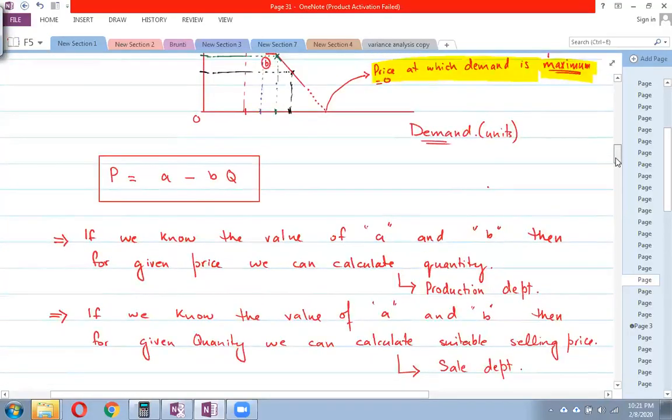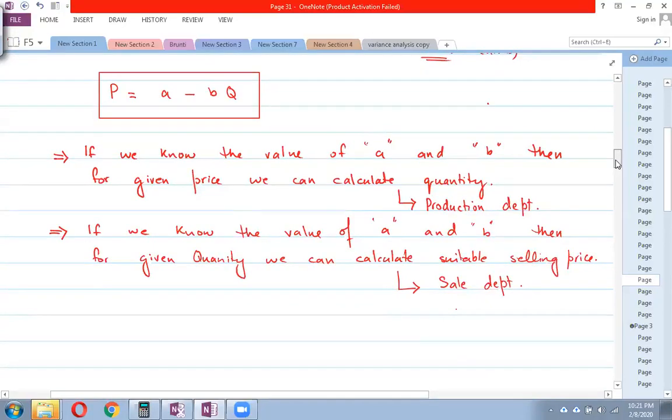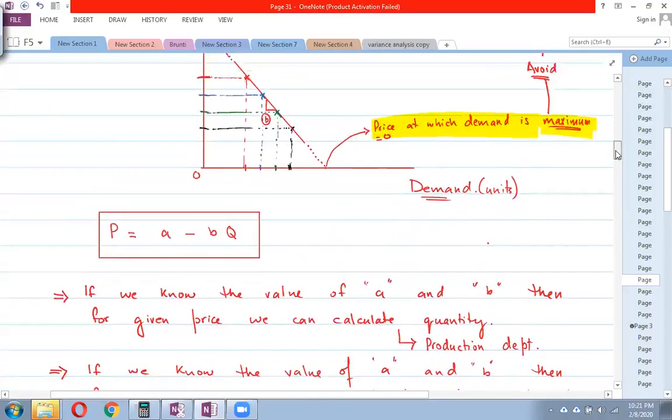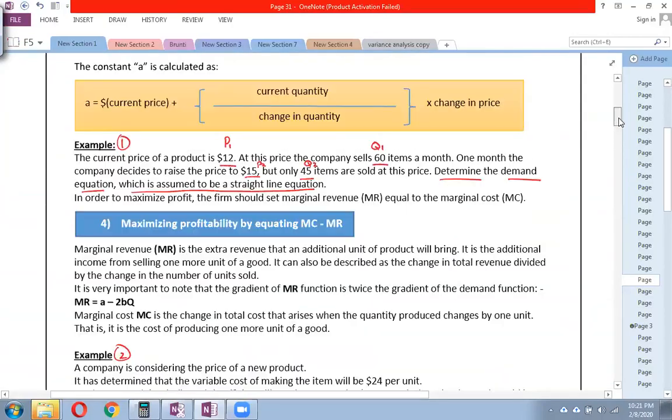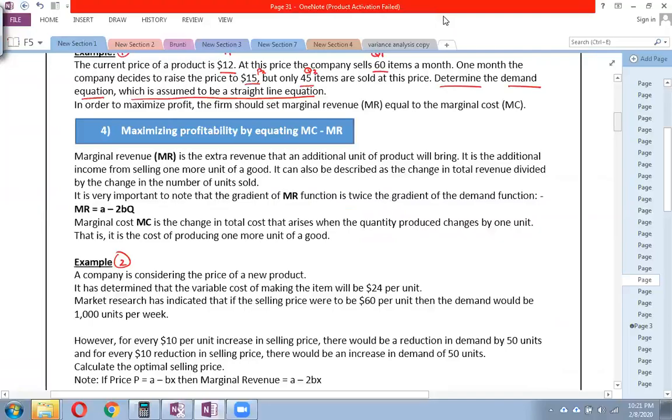Can you guys calculate B for me? What's the formula for B? Can you guys calculate B for me, please? Right? The formula for B is the change in the price by the change in the quantity. So what's the value of B? Can you find out the value of B for me, please? Okay, let's do it together.